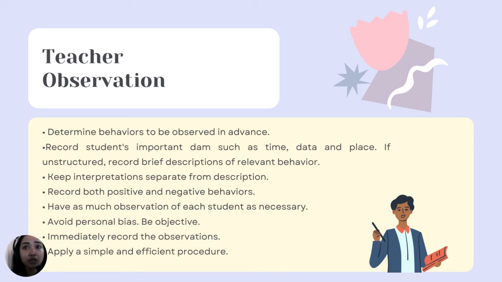A student may also do observation of a classmate or peer. For his or her peer observation to be reliable like the teacher's, the overall purpose of the observation must be made clear.